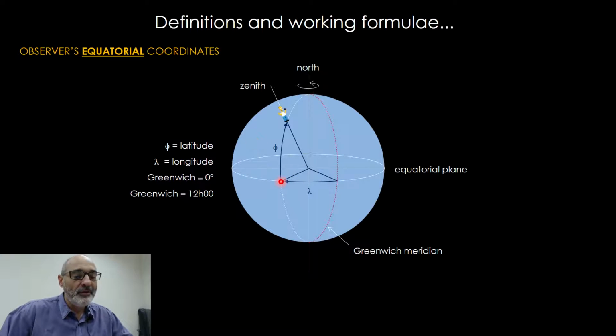Lambda is measured, phi. Let's start with latitude. So phi is measured from the equator to the observer on the corresponding meridian. And the meridian is the line that starts at the North Pole and goes to the South Pole and passes by the observer. So latitude is simple. You measure from the equator.